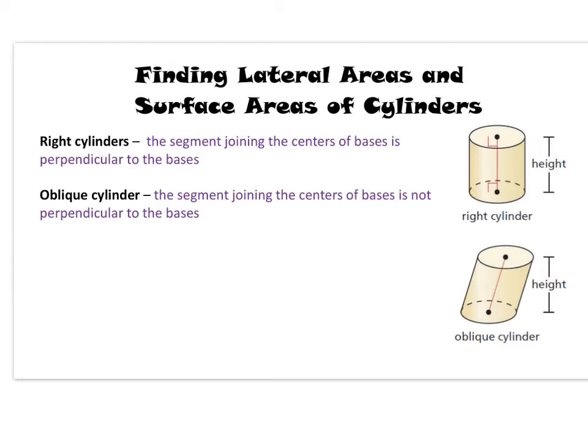And then oblique cylinders, they're the ones that kind of look crooked. So they kind of go at a diagonal. Essentially, the segment that joins the centers is not perpendicular, but notice once again that the height must be perpendicular to your base.